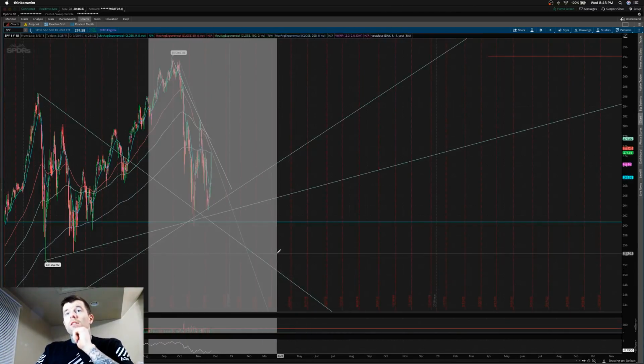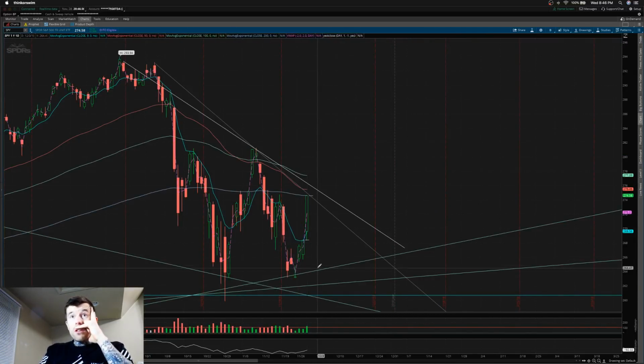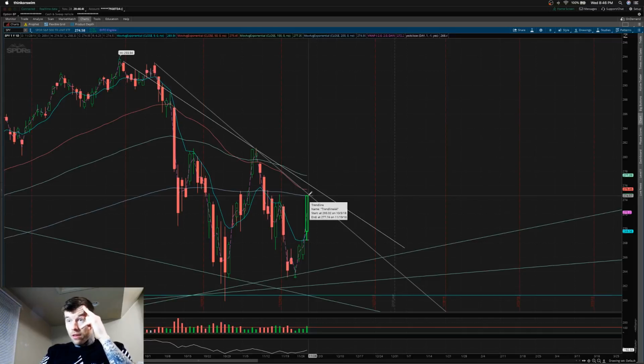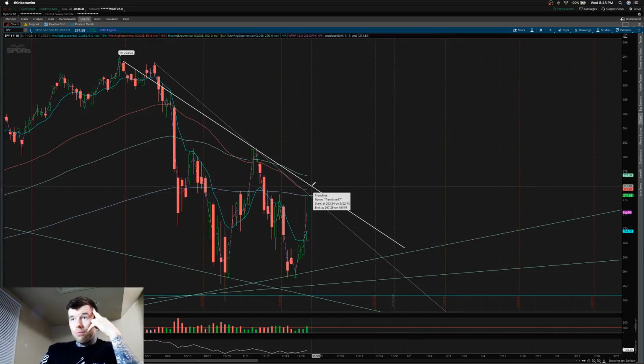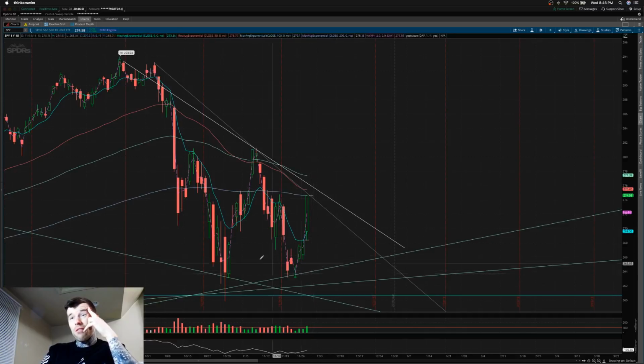Let's take a peek at the daily here. This is the most important thing to me right now. The 200 EMA directly on top of this candle here, right? We're holding it down at the 200 EMA right here. I would assume pullback. If we do get a gap and push up, it has to most likely hit this trend and come back down.